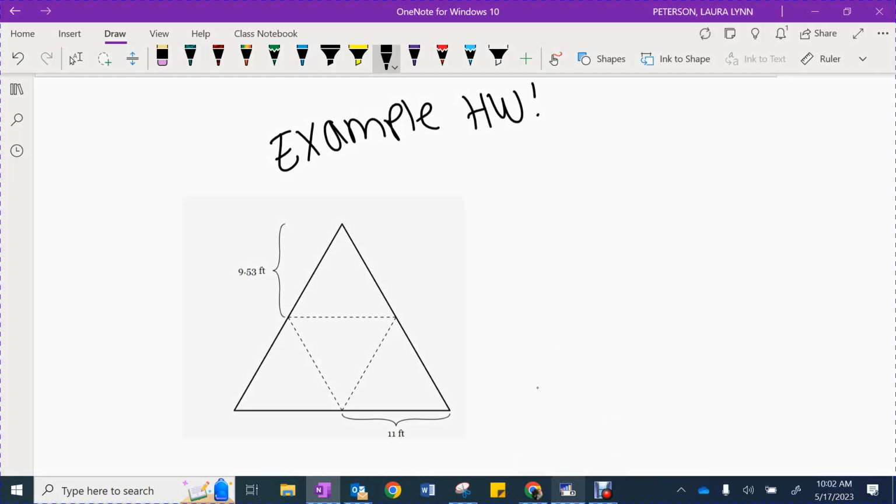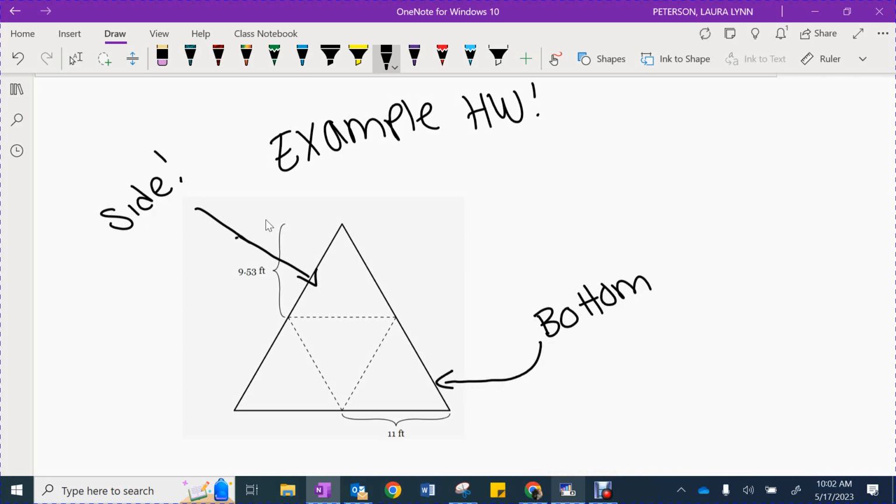Okay, here's an example homework question. The bottom here, this is actually the bottom of your triangle. This top triangle is the one I want you to use for your side. So just heads up right there. Bottom, side. Bottom, side.